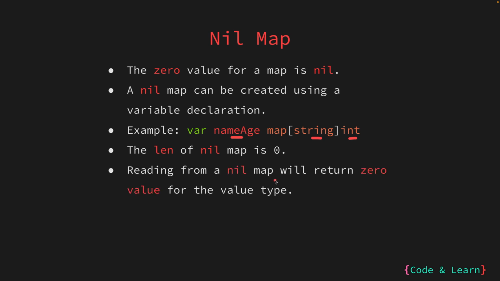The built-in len function will return 0 for a nil map since it doesn't contain any elements. When you attempt to read a value from a nil map, you will get the zero value for the value type associated with the map. So if I try to read from this map, I will get the zero value of the value type, which is zero in this case. Attempting to add or modify a key value pair in a nil map will result in a runtime panic. Maps must be initialized before you can write data to them.